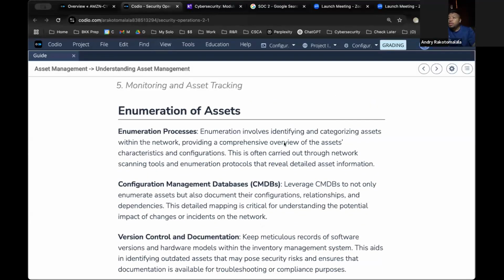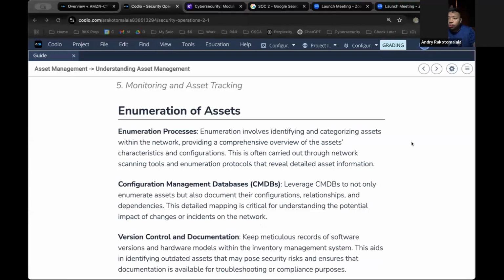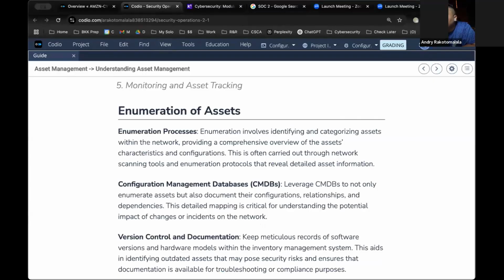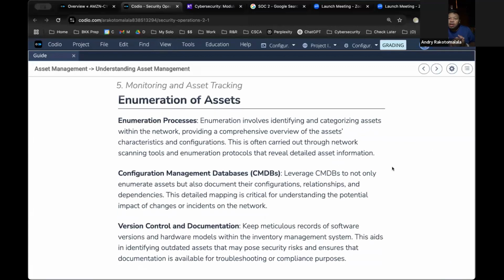All right, so the next thing I wanted to talk about was enumeration, right? This is a really important process to understand because enumeration is just the process of identifying and categorizing assets in a network. Enumeration can also be likened to the terms discovery or reconnaissance, right? Because its entire goal is to give us an overall overview of the assets in and of themselves.